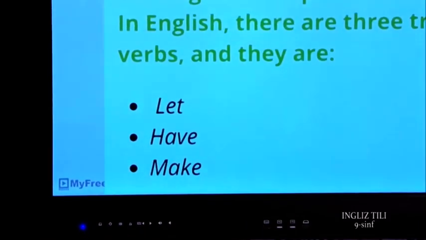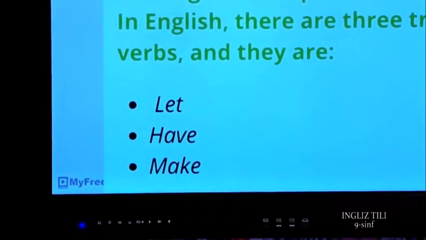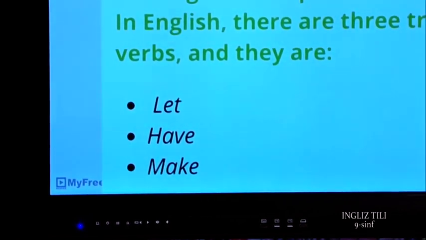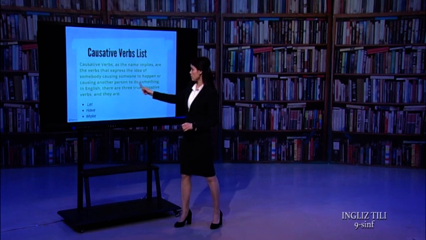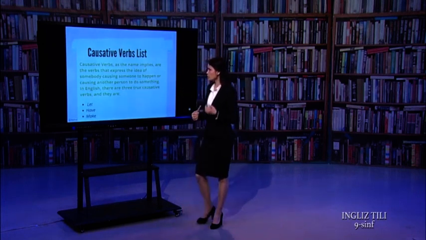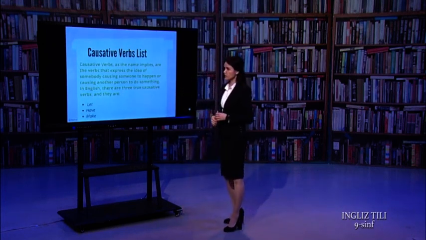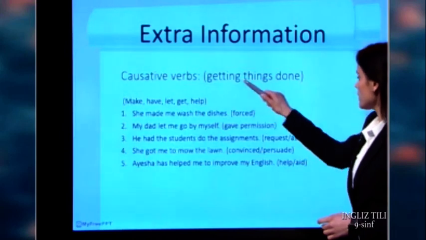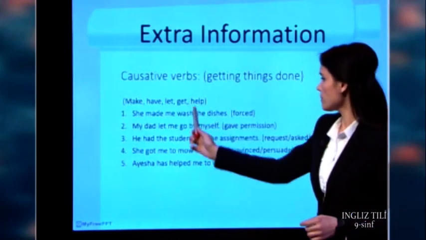What is the difference between have something done and let? For example, you see, somebody causing someone to happen or causing another person to do something. In English, there are 3 true causative words, and they are let, have, make. See, extra information. In this structure, you can see some examples.